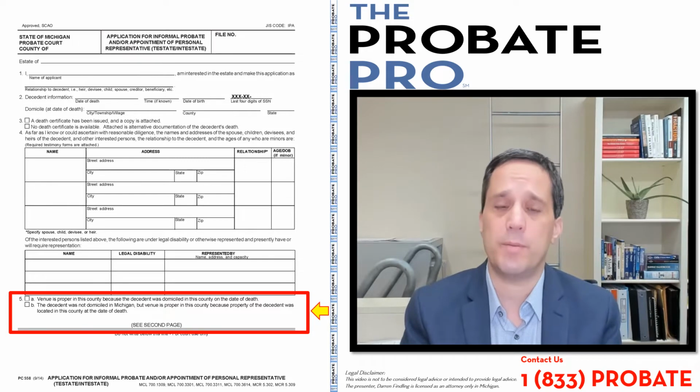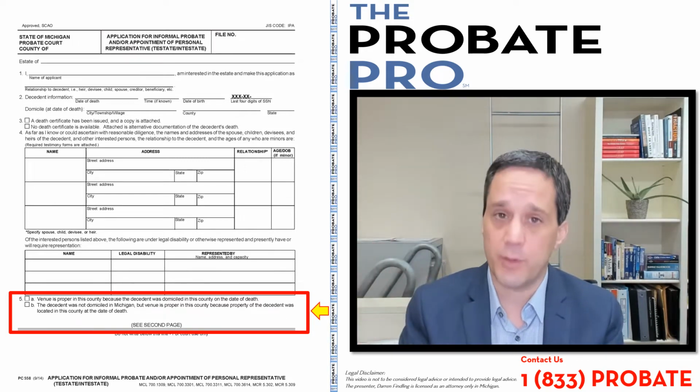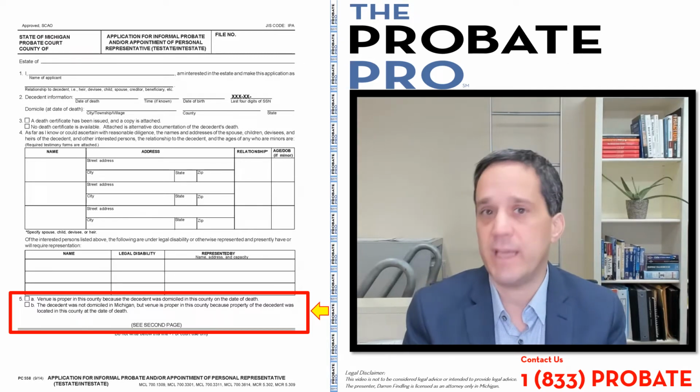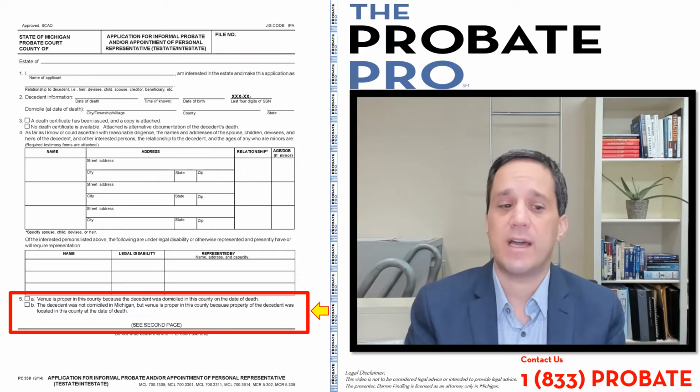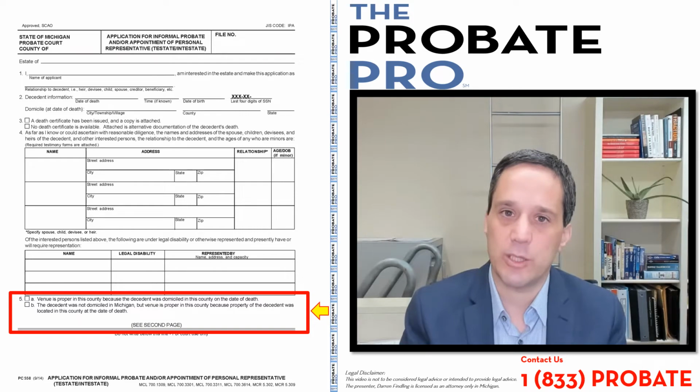So an example would be, let's say they died domiciled in Florida, but they had a piece of real estate in the city of Detroit. In that particular case, venue could be proper in Wayne County because of the asset being located there.